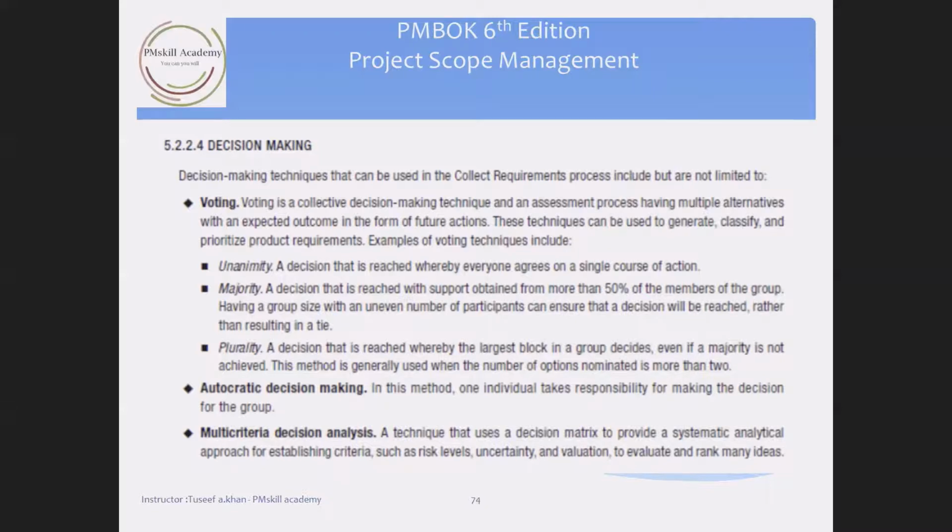You have multi-criteria decision analysis. In this analysis, you have several options and you evaluate all options with different criteria like risk, uncertainty, valuation, some statistical data. You are comparing and then making some decision.